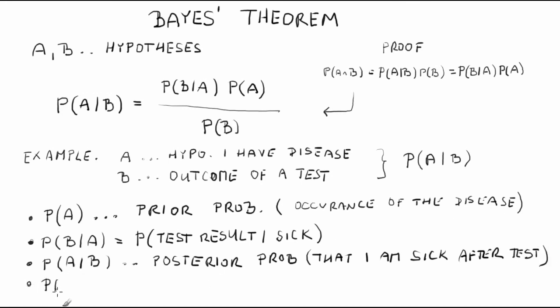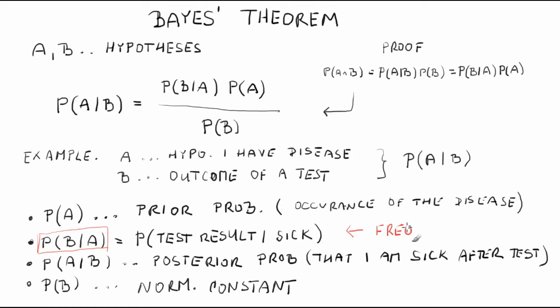Probability of B is an unconditional probability of the result B. It can be evaluated sometimes, but it is more often considered just as a normalization constant. Let's stress once again that the prior P of A and posterior P of A given B are meaningless in the frequentist statistics, while probability of B given A is not. In practice, we often estimate probability of B given A using the frequentist approach, and then use it as an input to the Bayesian theorem.